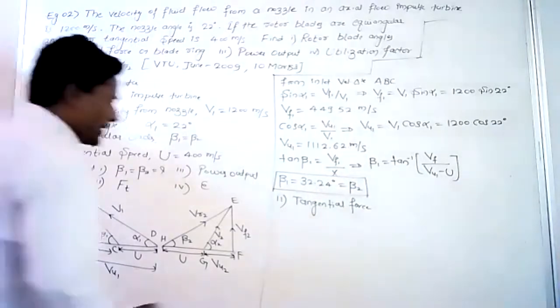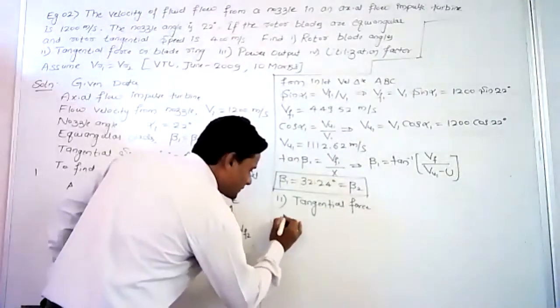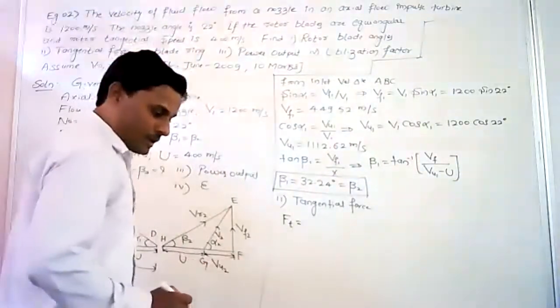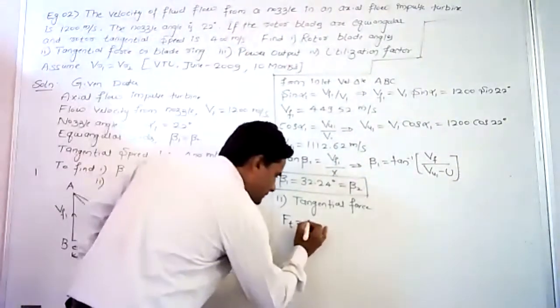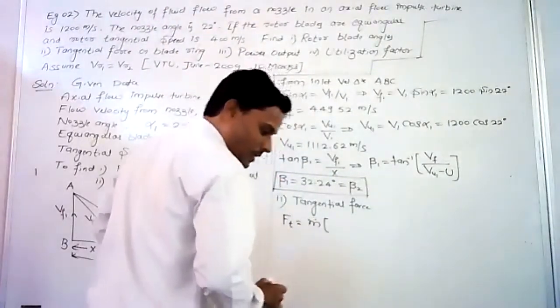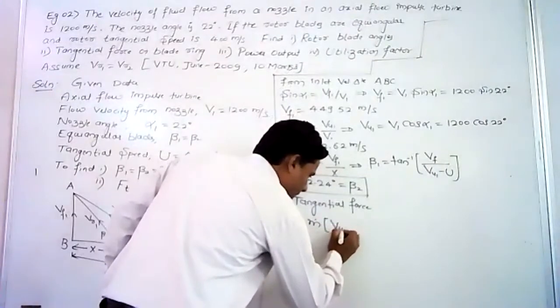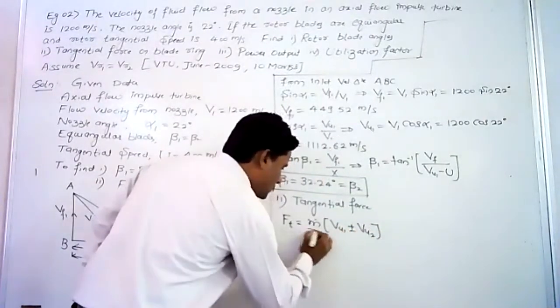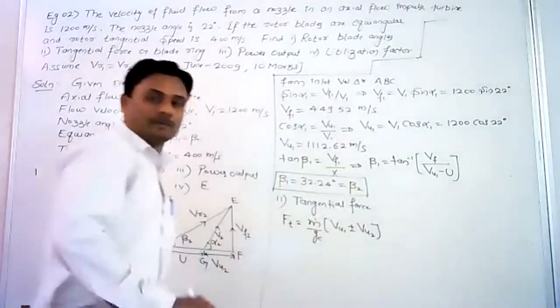Now Ft equals, look here carefully, the corresponding formula is m dot into Vu1 plus or minus Vu2. Look here.